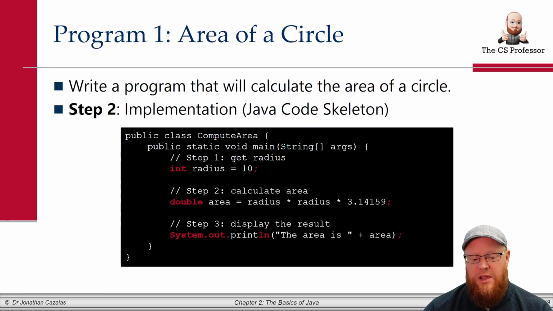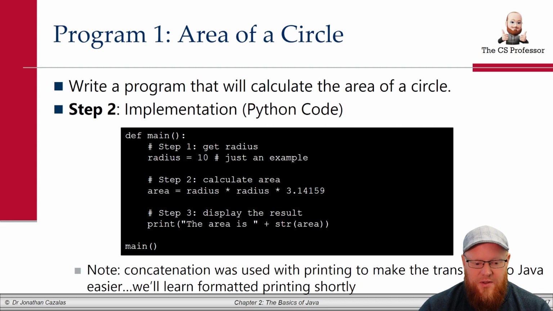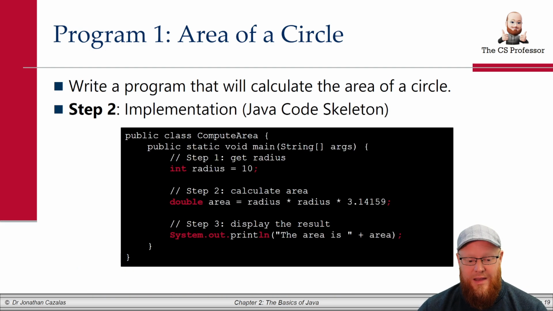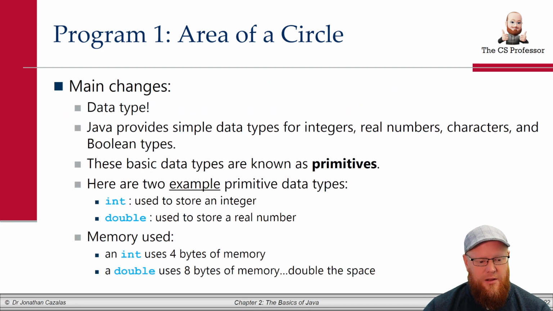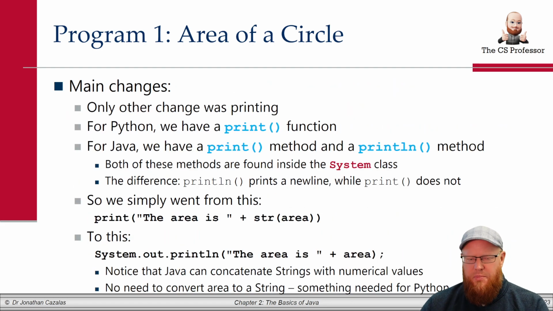The only other change on this program was when we printed. When we printed, instead of in Python just having print, the area is, now we have system.out.print, and I included the ln after print, and I'll show you why here. So when we print, in Python we have just a normal print statement. In Java, it turns out we have 2 types of print statements. We have print, and we have println, which stands for print line. That's really the only difference.